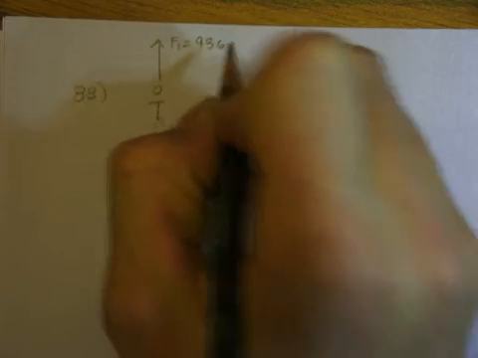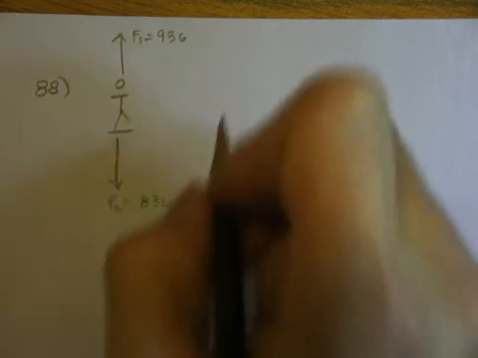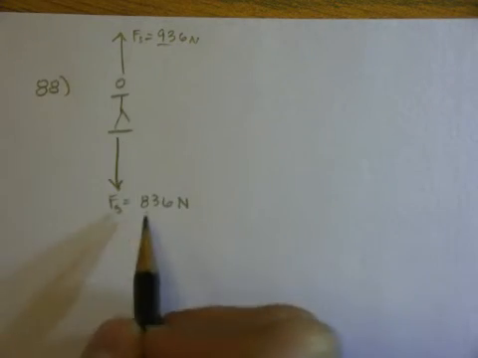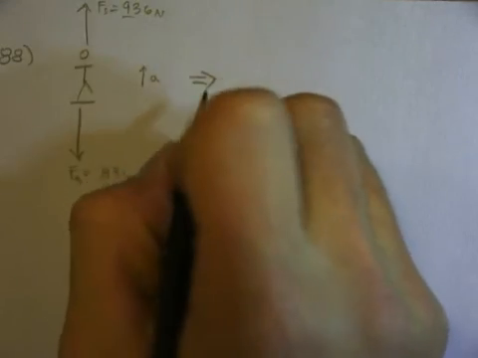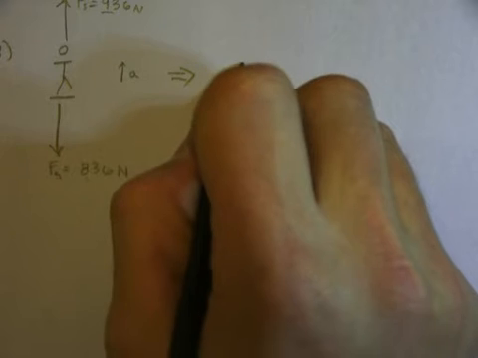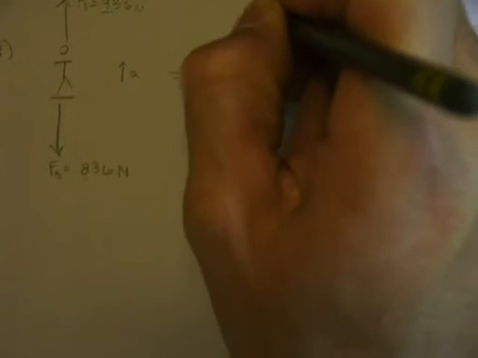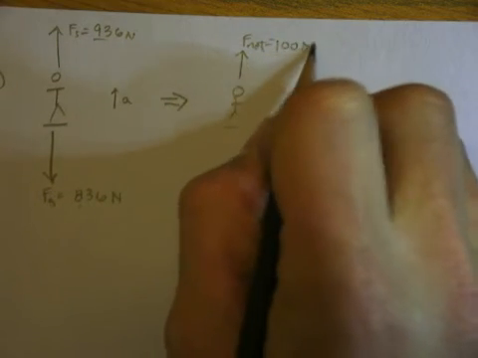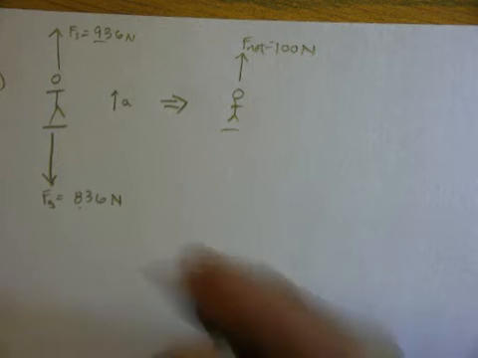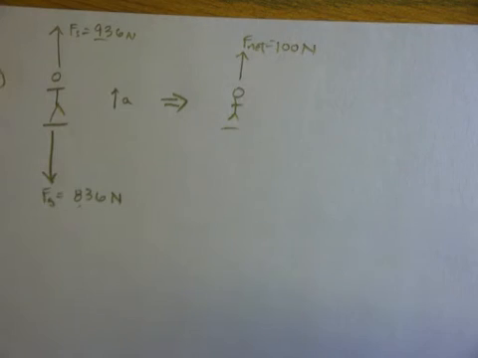And so as they go up, they find that the scale reads 936. Ooh, baby. So this is definitely bigger than that. So they have to be accelerating in this direction. They have to be. Right? So I can actually simplify this person. This is the net force. The net force of this person is 100 newtons. Right? Because if you pull down 836, you put up 936, the 936 definitely wins, and it's 100 newtons.